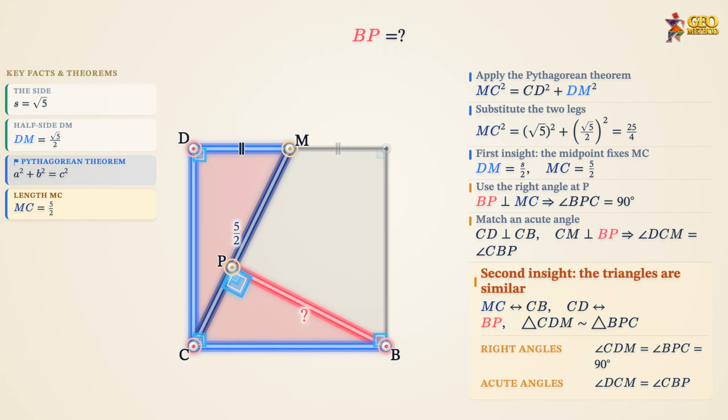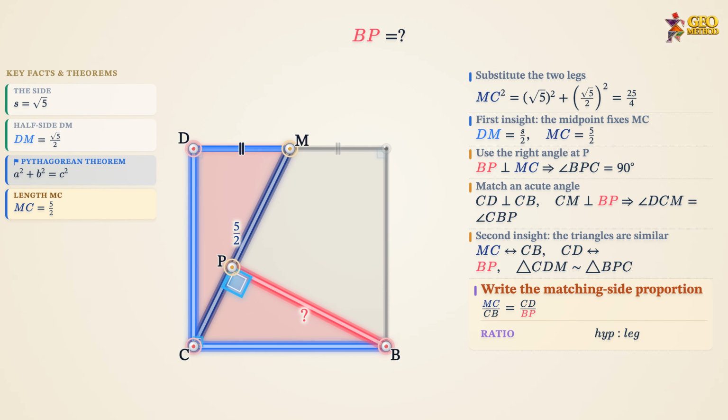Triangle CDM and triangle BPC each have a right angle and one matching acute angle. By angle-angle similarity, they are similar, with segment MC corresponding to segment CB and segment CD corresponding to segment BP.